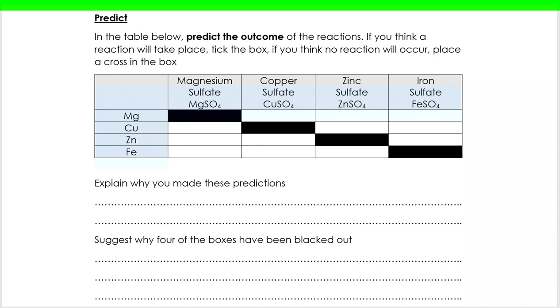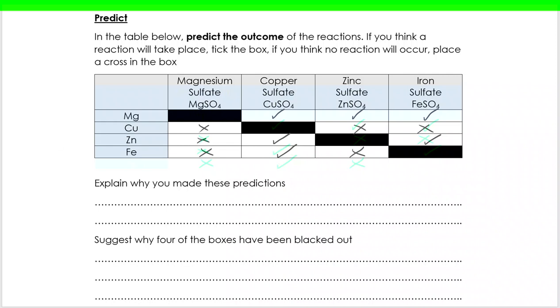Well, what you would actually find is that magnesium could displace copper in copper sulfate, zinc in zinc sulfate, and iron in iron sulfate. Copper, however, would not be able to displace the metal in any of them. If we were to look at zinc, zinc would be able to displace copper and would be able to displace iron, but it wouldn't be reactive enough to displace magnesium. And finally, iron would only be able to displace copper.